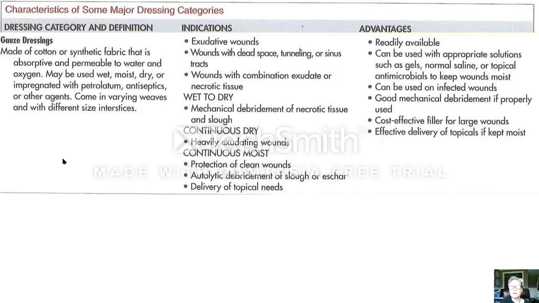Advantages: readily available, can be used with appropriate solutions such as gels, normal saline, or topical antimicrobials to keep the wound moist, can be used on infected wounds. Good mechanical debridement if properly used. Cost-effective filler for large wounds. Effective delivery of topicals if kept moist.